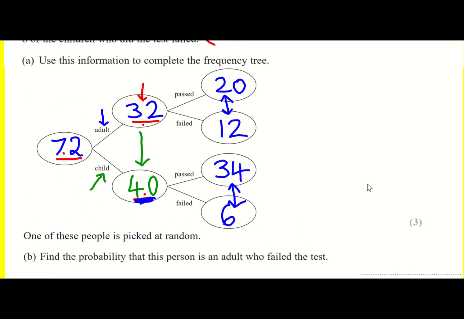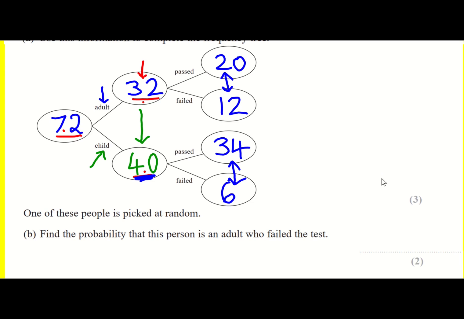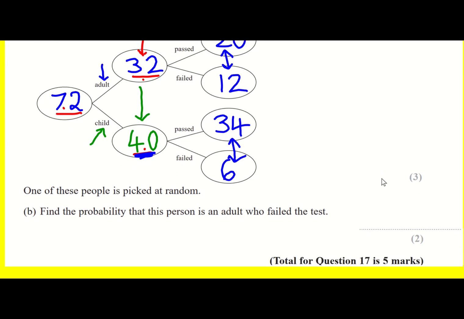Part B, one of these people is picked at random. Find the probability that this person is an adult who failed the test. Okay, it says one of these people is picked at random. That means I must be looking at a probability out of 72 because it's not narrowed it down to adult and child at the beginning. It just says one of these people, so I must be out of the total 72, which is why I've written my fraction out of 72.